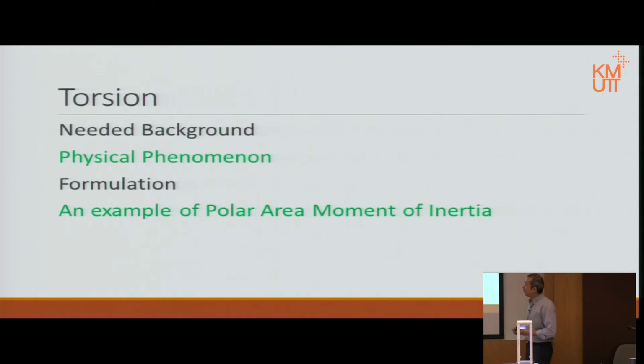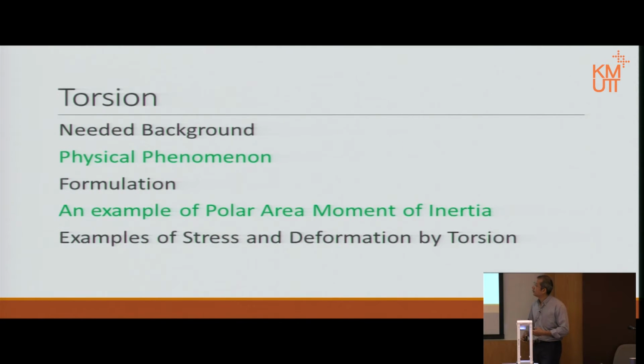And before we go on, because we haven't done much about the polar area moment of inertia, I will present one calculation for a circle for the polar area moment of inertia. Why we need it, we will see a little bit later on. And once we know how to find the polar area moment of inertia, then we'll see the examples of the stress and deformation caused by torsion.